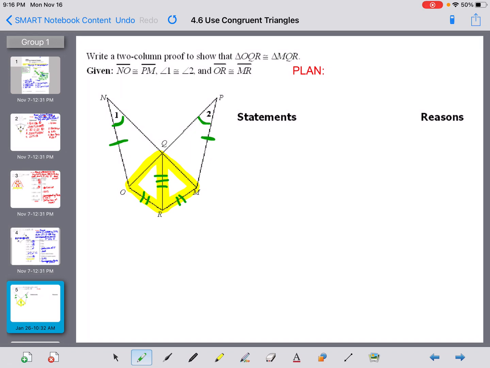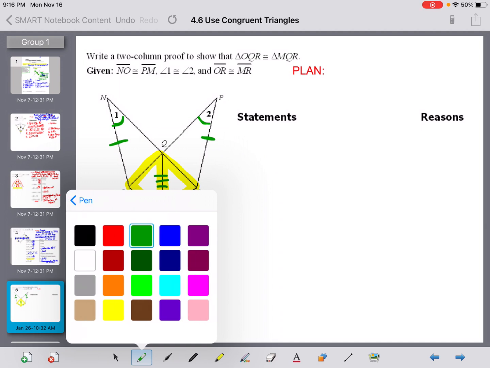Remember, there's a third angle rule that if two sets of angles are congruent, then the third set of angles is congruent. But there's no such thing as a third side rule. So if two sets of sides are congruent, that doesn't tell us anything about the third set, so we can't do that.